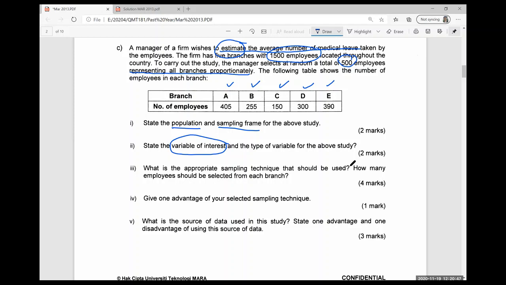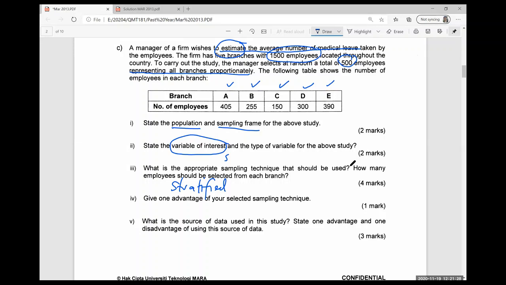But in order to differentiate between cluster and stratified, you look at the item given here, saying representing all branches proportionally. That means the manager is interested in getting respondents from each of the branches. So this indicates that for this one you need to use stratified sampling. Okay, and then how many employees should be selected from each branch? In that case, you have to calculate it proportionately using the formula.